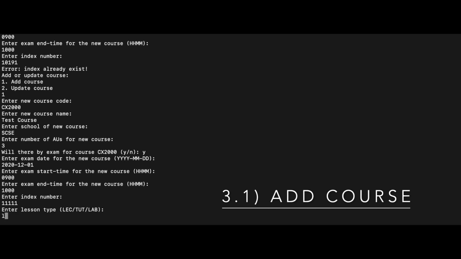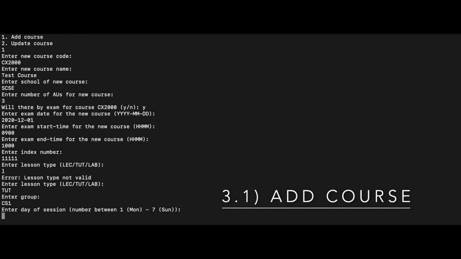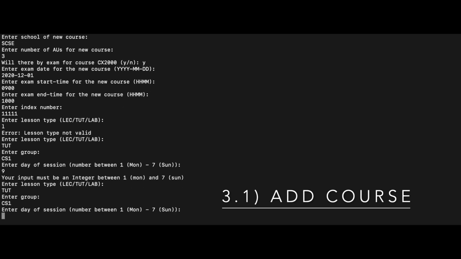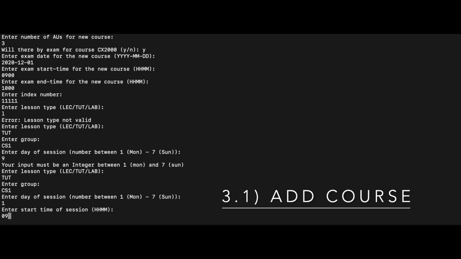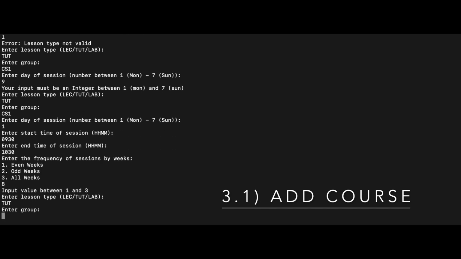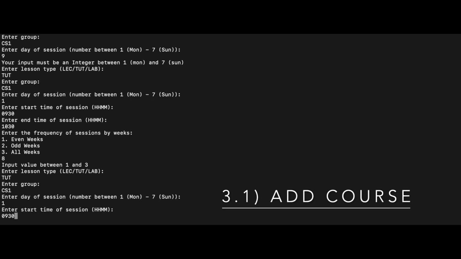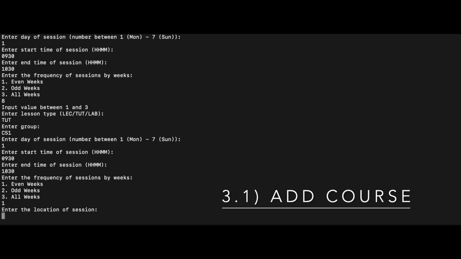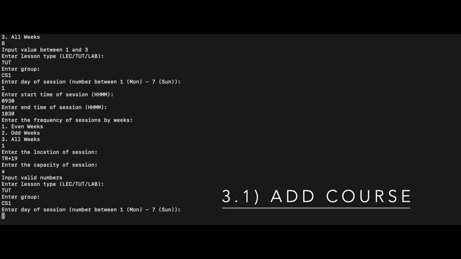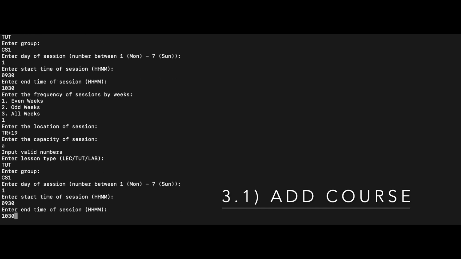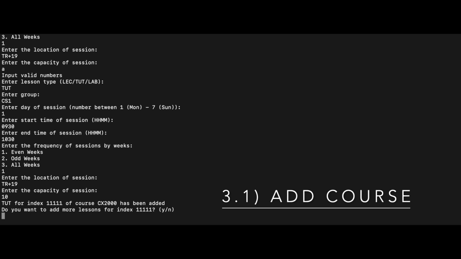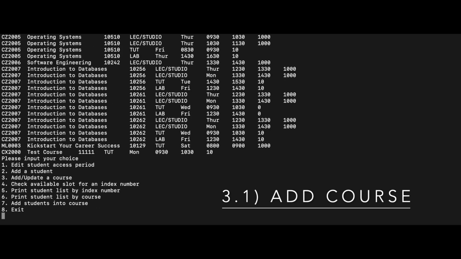Lecture, tutorial, or lab can be the input. The input can only be from 1 to 7. Input can only be 1, 2, or 3. The capacity must be a number. When all the inputs are correct, the list of courses will be printed at the end.